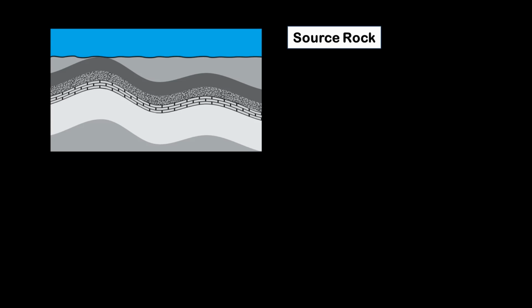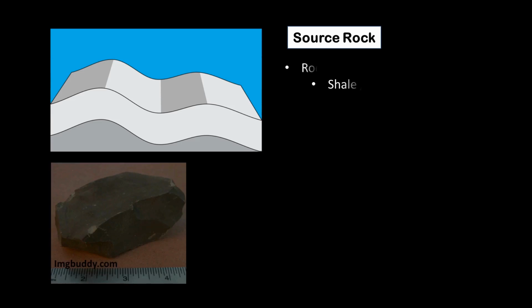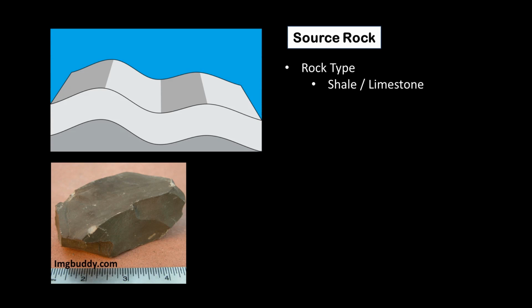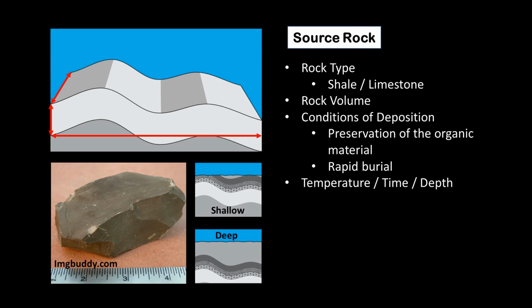The source rock or kitchen is where the hydrocarbons are cooked. We want to know the rock type itself, perhaps a shale or a limestone, the rock volume, so we can estimate how much hydrocarbons may have been generated, the conditions of deposition, whether or not the organic material was preserved in an airless environment by being buried rapidly, the depth of burial, to understand the temperature at which the hydrocarbons were cooked and the time they were deposited, and the original organic content.